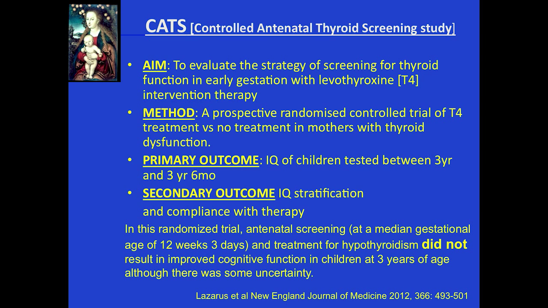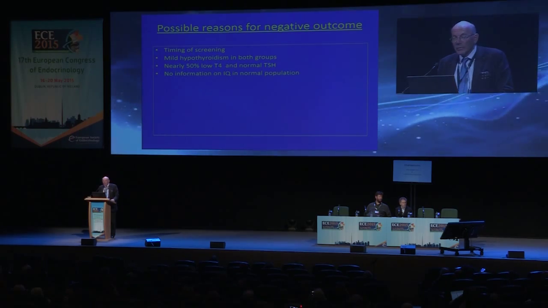And suffice it to say, in this randomized trial, antenatal screening at a median gestational age, and this is important, of 12 weeks, 3 days, and treatment for hypothyroidism did not result in improved cognitive function in the children aged 3 years, although there was a little bit of uncertainty about it at the time. So what are the possible reasons? Because I've already suggested that there's quite a lot of observational evidence for impaired neurodevelopment.